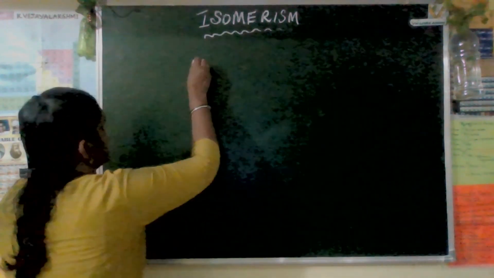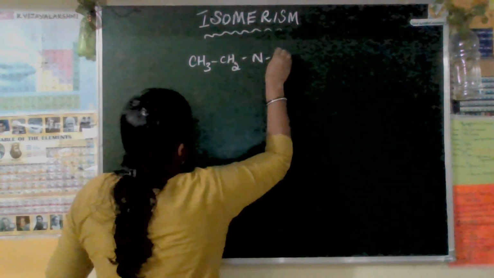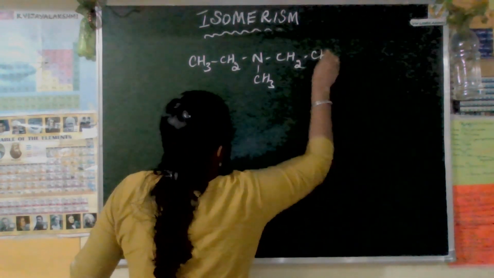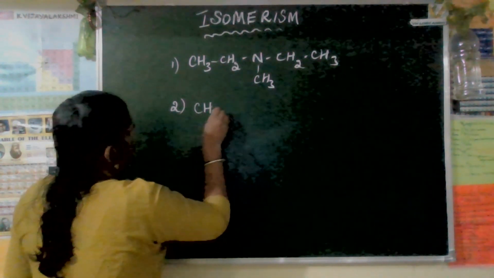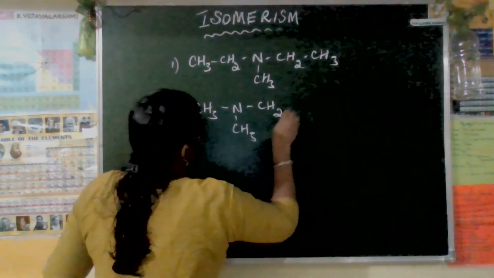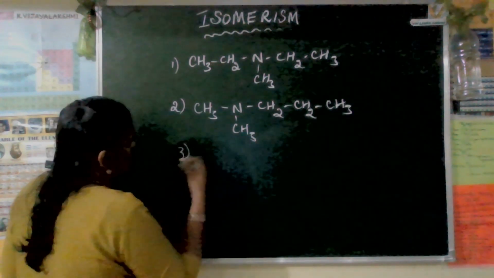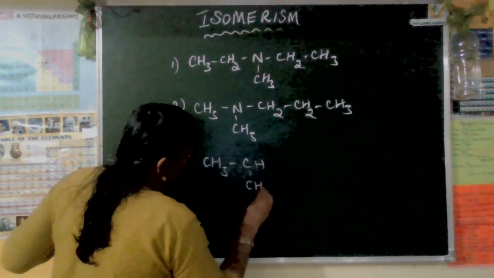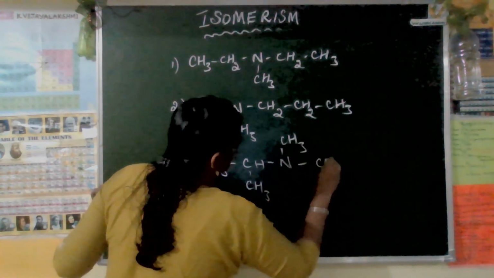In metamers, one more example I would like to bring here. CH3, CH2, N, CH3, CH2, CH3. Now a different kind we can bring: CH3, N, CH3, CH2, CH2, CH3. Then the third one, a different position: CH3, CH, here CH3, N, CH3, here CH3.